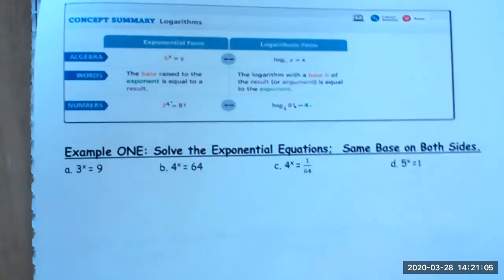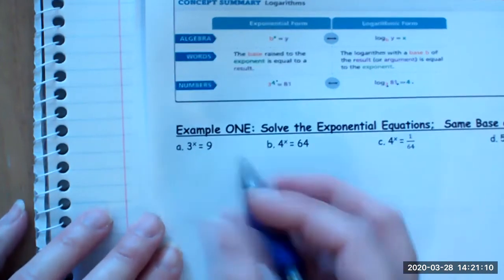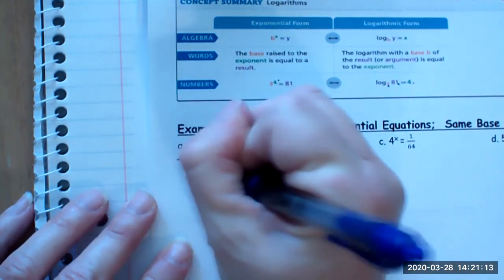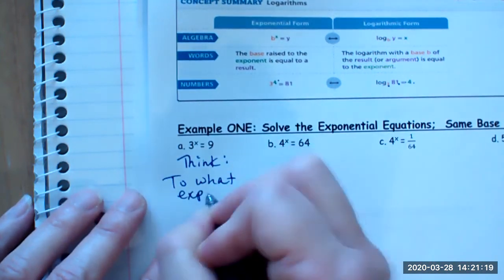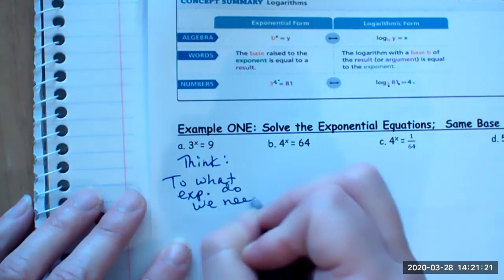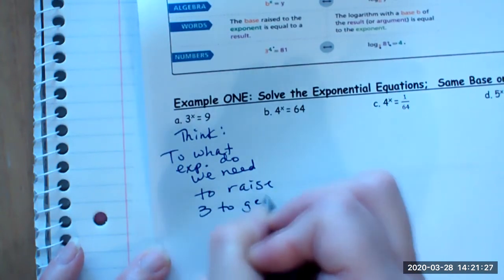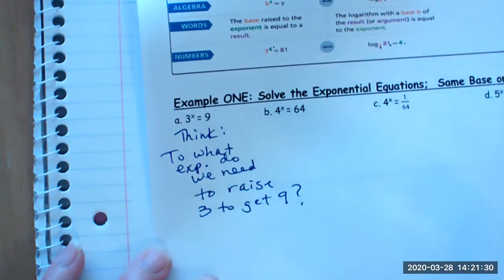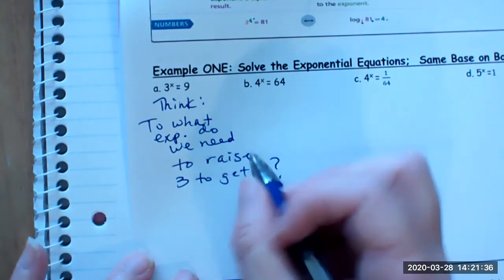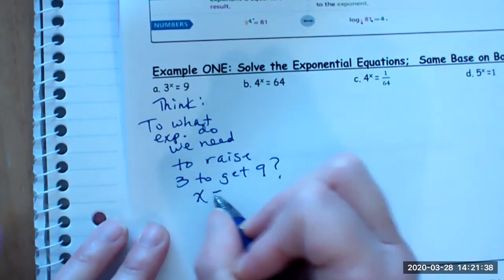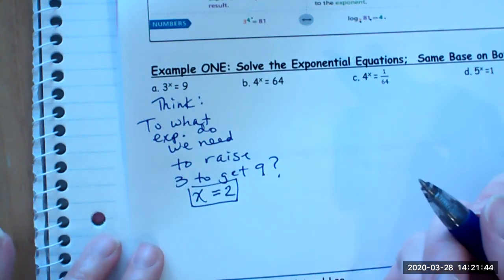Okay, so very simply here you can see, 3 to the x equals 9, and you all know how to solve this. What you're thinking is, to what exponent do we need to raise 3 to get 9? Okay, and all of you can easily answer that. You know that 3 squared equals 9, so we know the answer is x is equal to 2.